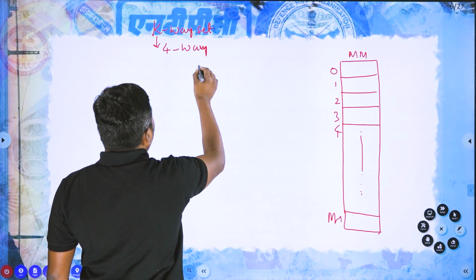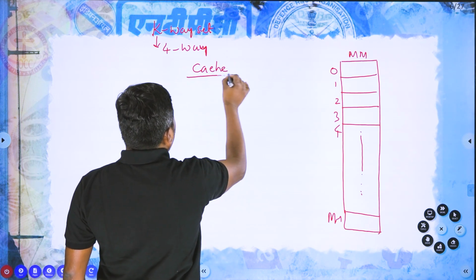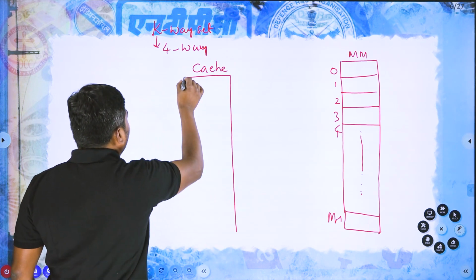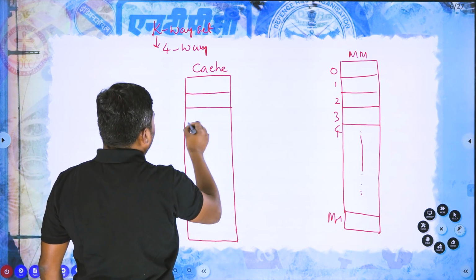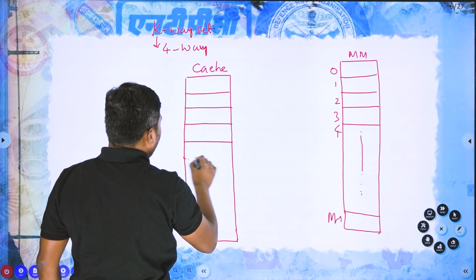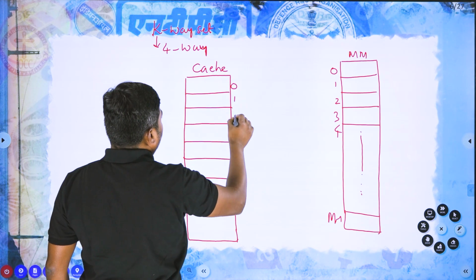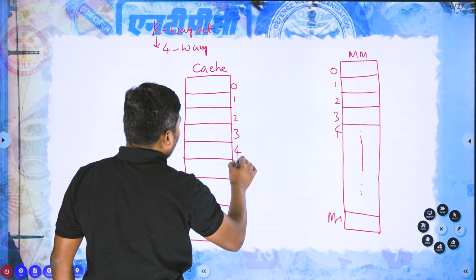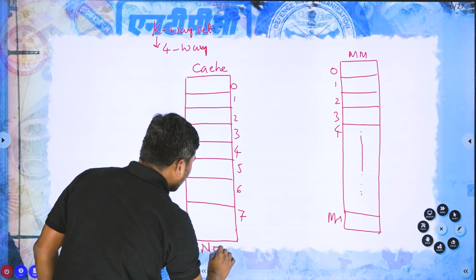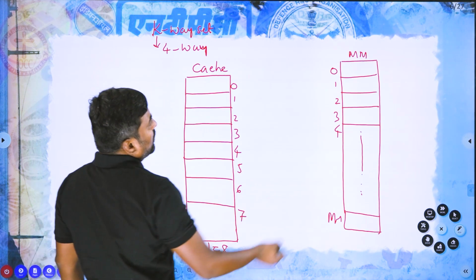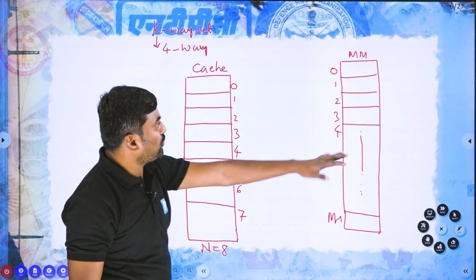Let me also consider cache memory. In the cache, let me take the number of blocks as 8, numbered 0, 1, 2, 3, 4, 5, 6, 7. The total number of blocks in cache memory is 8. In main memory, the blocks go up to M minus 1, suppose 64 or 32 blocks, you can take it.